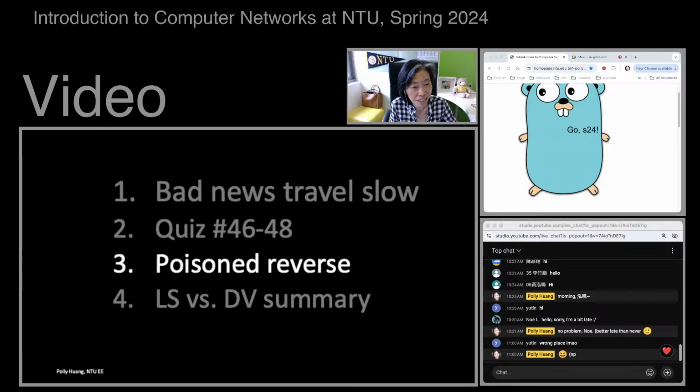It is a little bit tricky, isn't it? Distance vector. This is a major issue in distance vector. And to address this issue, we have this thing called poisoned reverse. So this video, less than 2 minutes, explains the idea of poisoned reverse.